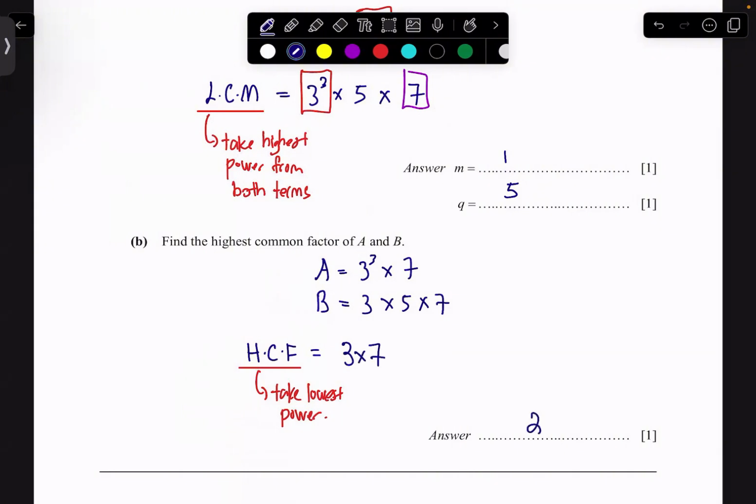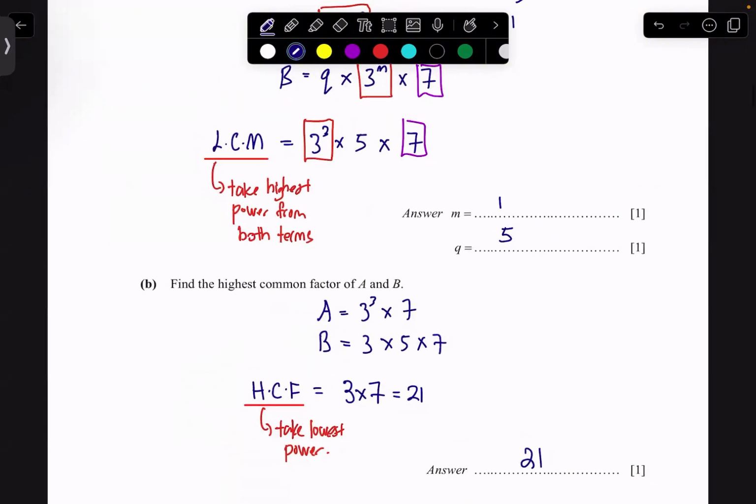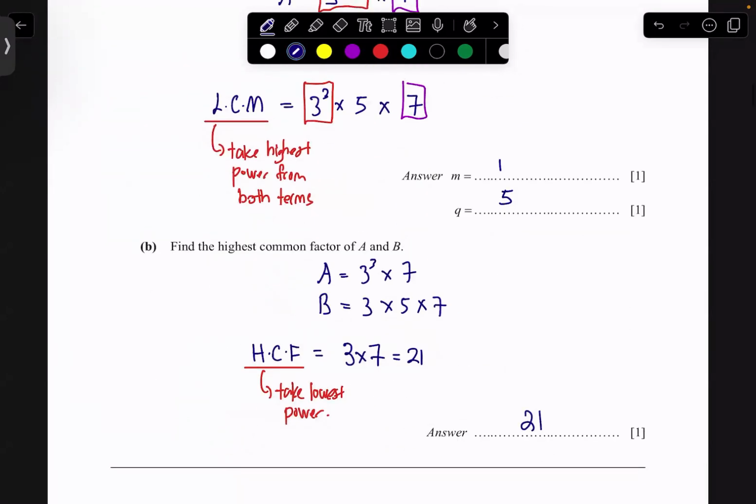So the HCF is 21. One of the things that we take note of here is index notation. If the question asks for index notation, then the answer will be 3 times 7.